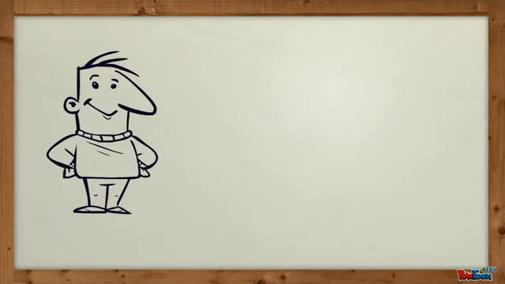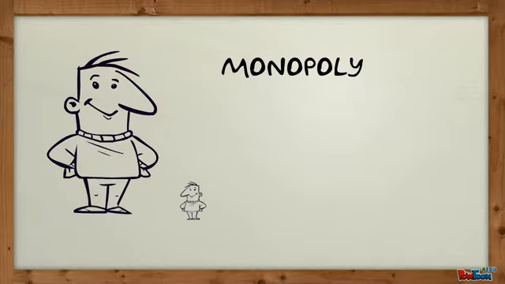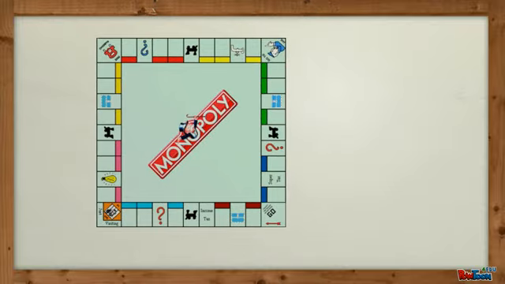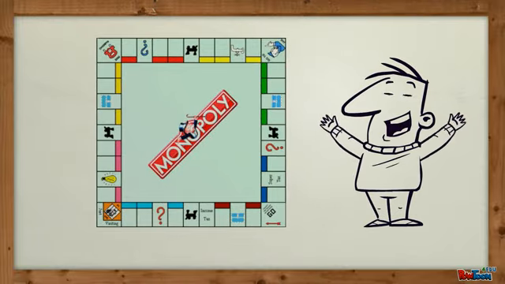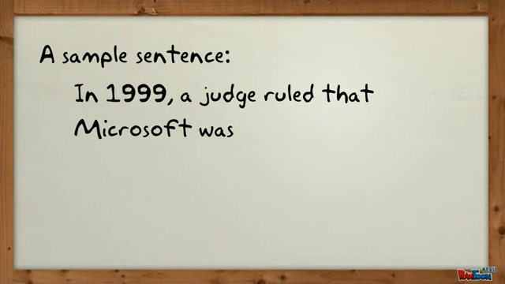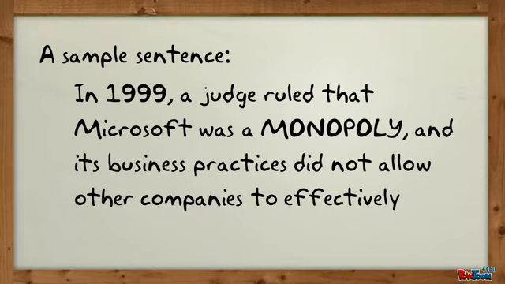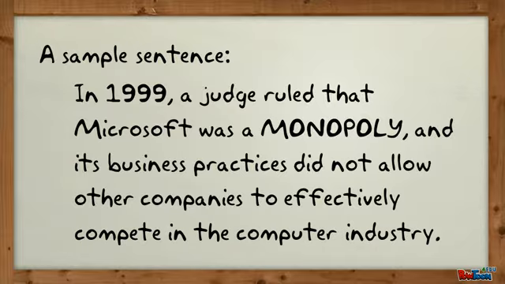The Greek ending, poly, means many. So a monopoly is one person or entity having control over many. And that's the goal of the game, right? For one person to rule the entire board and to control all the properties and money? For example, in 1999, a judge ruled that Microsoft was a monopoly and its business practices did not allow other companies to effectively compete in the computer industry.